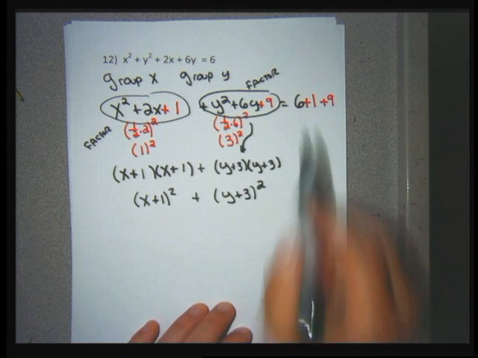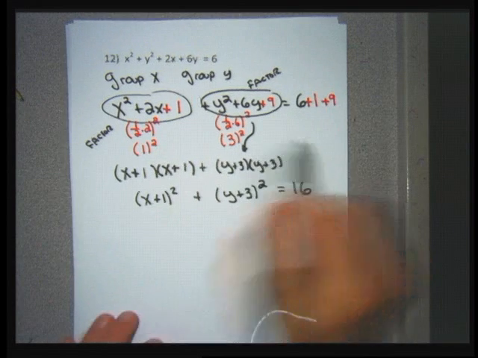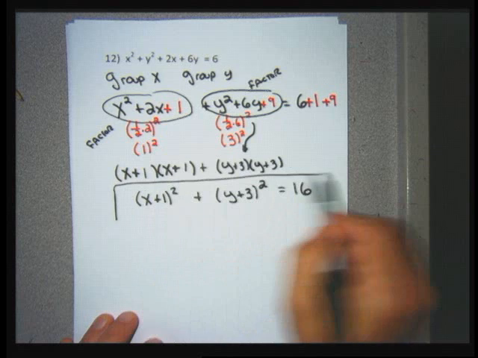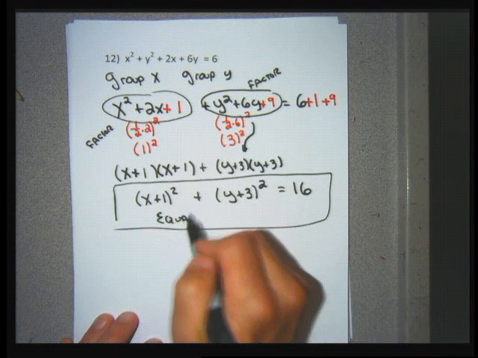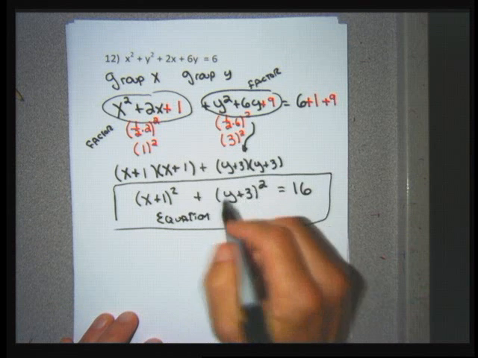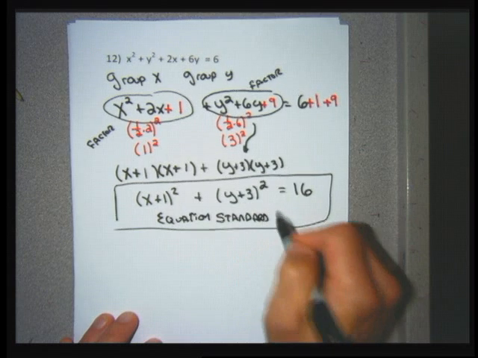To the right of the equal sign, 6 plus 1 plus 9 is 16. This for me is enough. This is written, this is the equation. Although it's not perfectly standard form, it's a simplified standard form. And that's what I'd be really looking for.